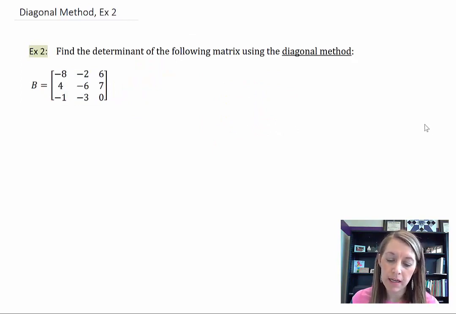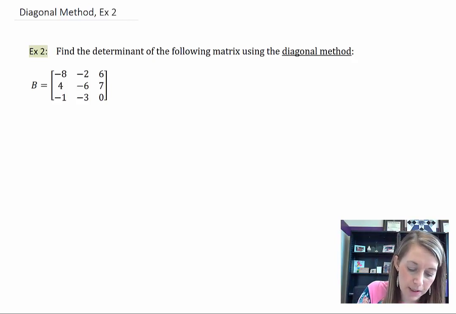Let's do a second example with this diagonal method. I encourage you to pause the video at this time and see if you can work this one on your own. So our first step is to copy down the first two columns, negative 8, 4, negative 1, negative 2, negative 6, negative 3. And then we're going to draw those diagonals and do the multiplication.